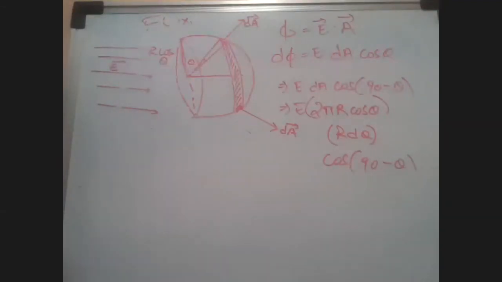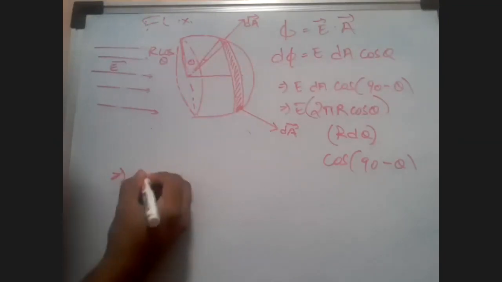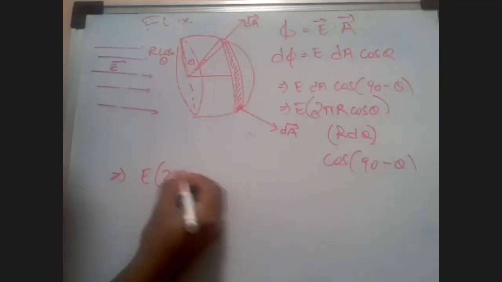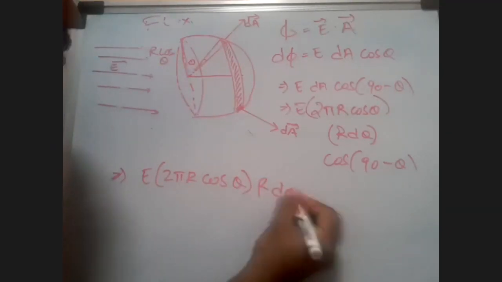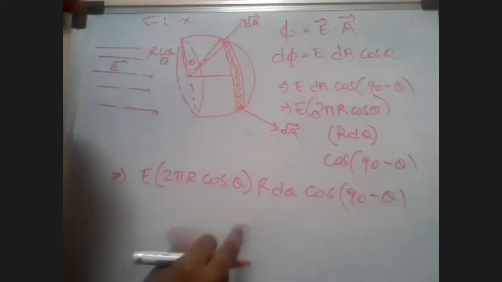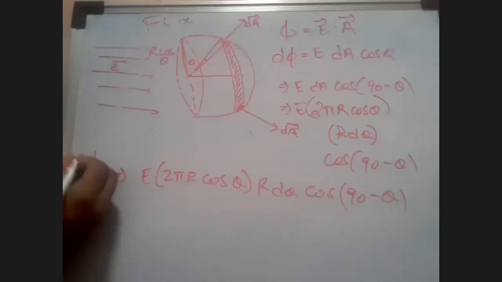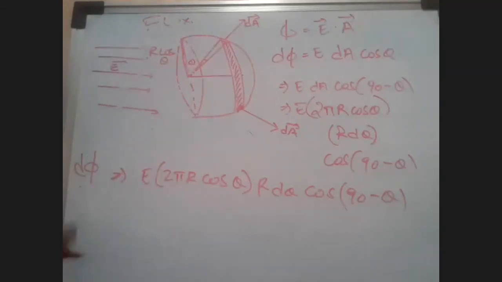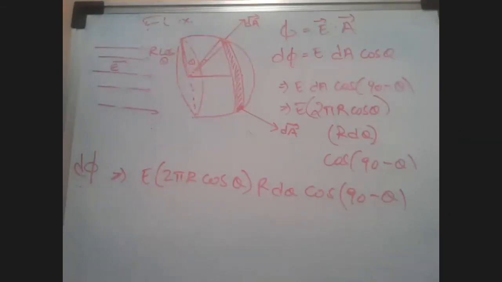Since there is 1 minute, I will just write this again: E into 2 pi r cos theta, r d theta, into cos(90 minus theta). All you have to do now is integrate this, and that will be your flux. First simplify this, then integrate it, and you'll get the flux. We'll do that in the next class, since there's not much time.